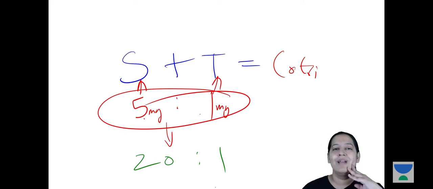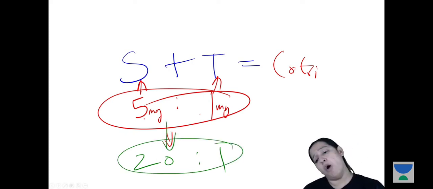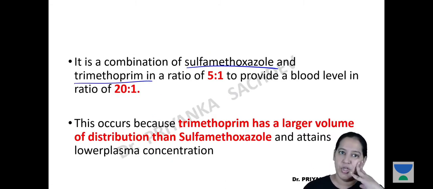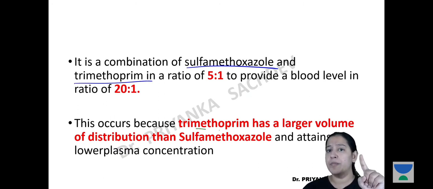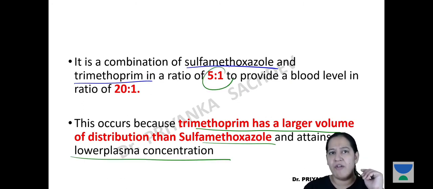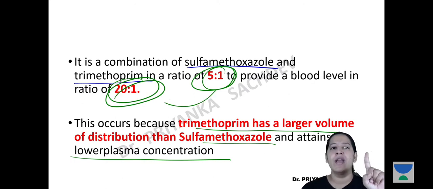You will say, ma'am, how? You are giving 5:1. After going in blood, how will it become 20:1? Because of difference in volume of distribution. You know what is volume of distribution. Trimethoprim has a larger volume of distribution as compared to sulfamethoxazole, so it has a lower plasma concentration, and after going in blood, the concentration will become 20:1.